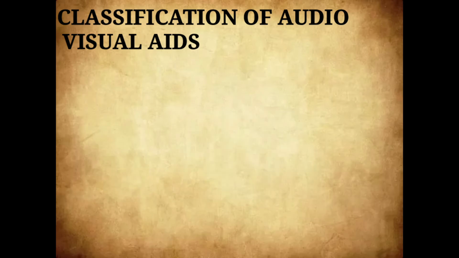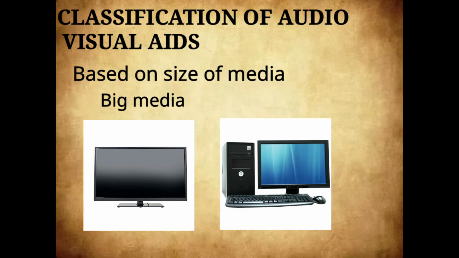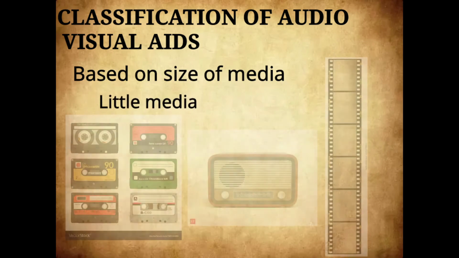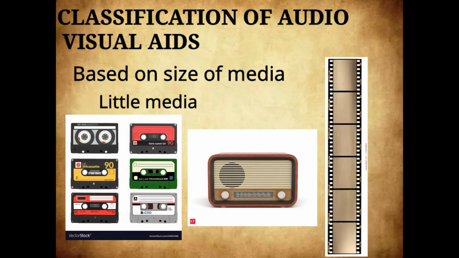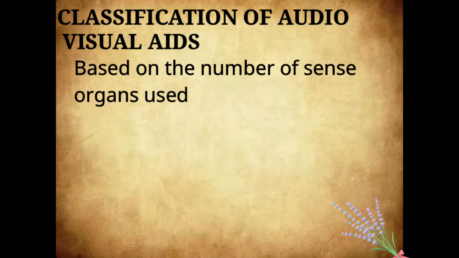Fifth, teaching aids based on size of media. There are 2 types. Big media includes computer and television, and little media includes radio, film, strip, graphics, audio, cassettes, and many more. 6. Teaching aids based on the number of sense organs used.